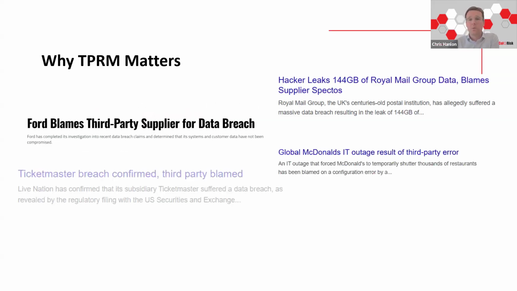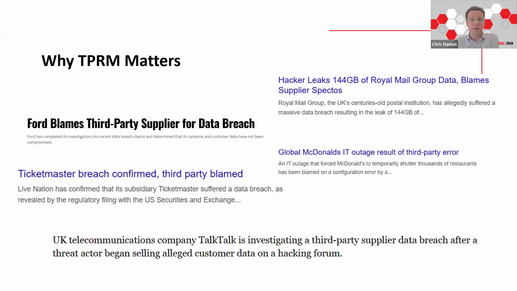matters. So when I was doing some research into the fundamentals of this, I was looking for some screenshots around some stories that have happened over the last 6 or 12 months. I was surprised, I suppose, with some of the names that were mentioned. So Ford, the car manufacturer, Ticketmaster, which has probably affected some of us personally, McDonald's, TalkTalk, the mobile provider, the Royal Mail Group as well. So we see lots of big brands like these being impacted, and then they're the ones that make the news.